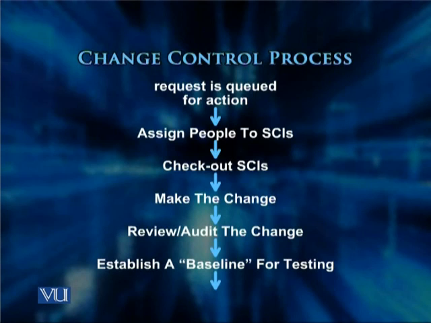The first activity at that time would be to assign people to make changes to the SCI. That SCI is checked out from the project databases. Then the changes are made. Once the changes are made, the review and audit of the changes are conducted, and all the testing activity that has to be done is done here. And we establish a baseline for testing.